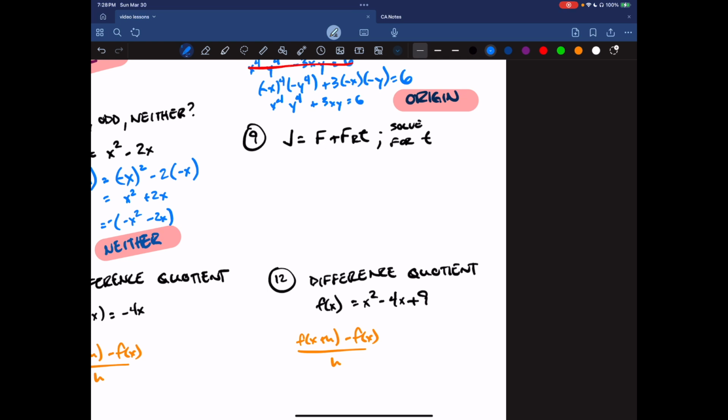So on number 9, I got capital J equals capital F plus capital R, sorry, capital F R T. And I'm going to solve this thing for T. So I want to get the T term by itself first. So I'm going to subtract the first F. That's going to be J minus F equals F R T. And then the T term right now is F times R times T. So I'm multiplying, and I undo multiplication through division. So I'm going to divide by everything that's not T. Okay. So there's that. And now that goes away. And I'm left with T equals J minus F over F R.